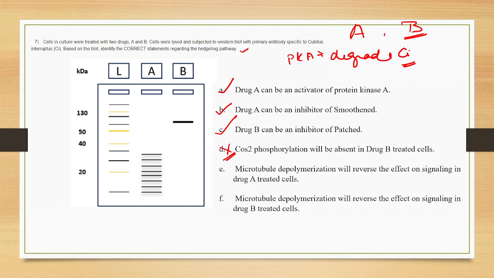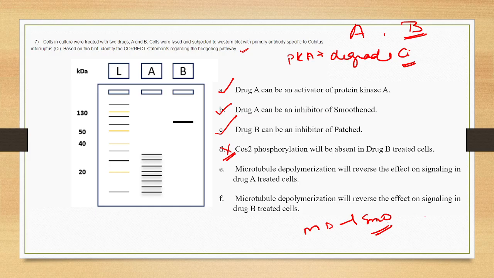So this is wrong. Now comes: microtubule depolymerization will reverse the effect on signaling in drug A treated cells, and it will reverse the effect of signaling in drug B treated cells. So basically microtubule depolymerization is a process by which microtubules break down. That means there is removal of the tubulin heterodimers. Depolymerization means the tubulin dimers are breaking. How is it related here? Microtubule depolymerization can inhibit the transport of smoothened to cilia. So therefore it blocks the pathway even in the presence of hedgehog. In very simple language, microtubule depolymerization can inhibit smoothened.